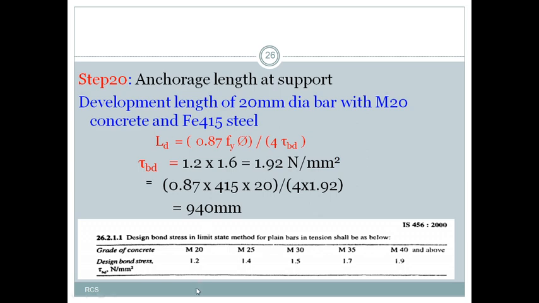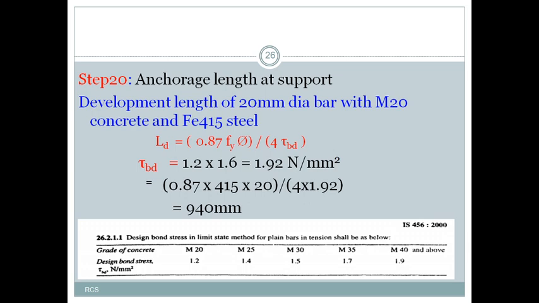So for plain bars in tension zone, it is 1.2 for M20 grade concrete, and that will be increased by 60%, so 1.2 into 1.6 will be 1.92 Newton per mm square. If you substitute all these values in this LD equation, you will get 940 mm. So I will take approximately 950 mm. That means I have to provide the development length of 950 mm in straight bars, bent bars or U bends, or whatever shape is possible, and insert this development length as an anchorage length into the support.